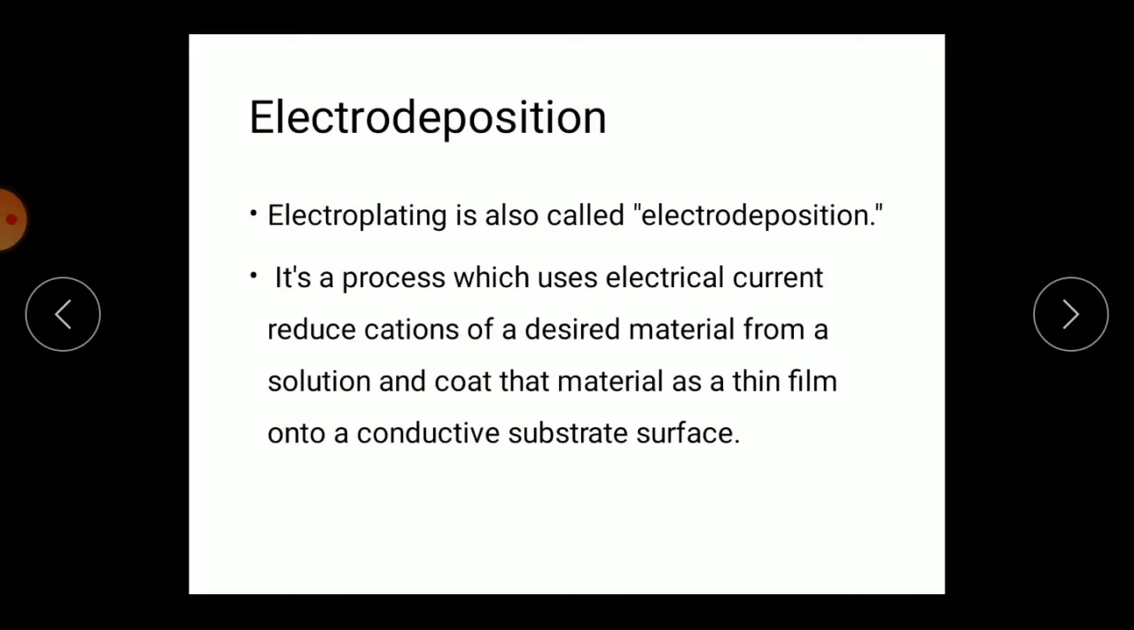So next you have the definition of electrodeposition. It is a process which uses electric current to reduce cations of a desired material from a solution and coat that material as a thin film onto a conductive substrate surface, which means the cations are deposited onto a substrate by electric current. Here your substrate is your electrode. So that is about your electrodeposition.